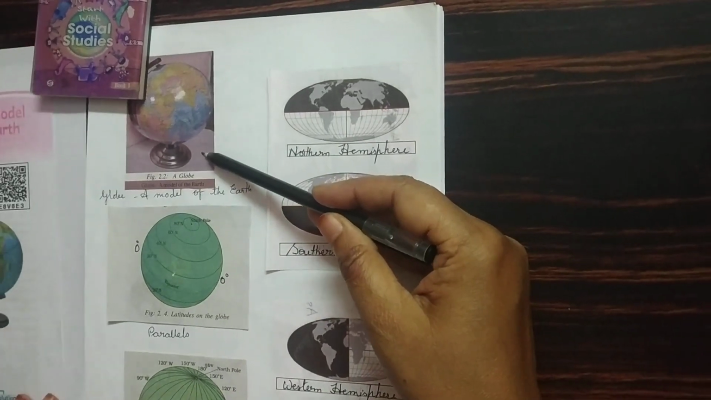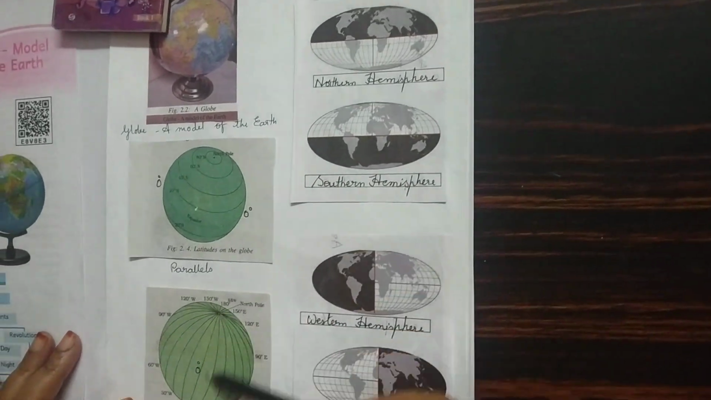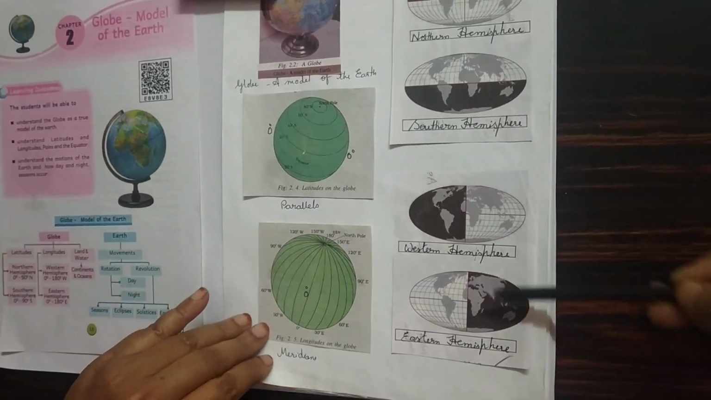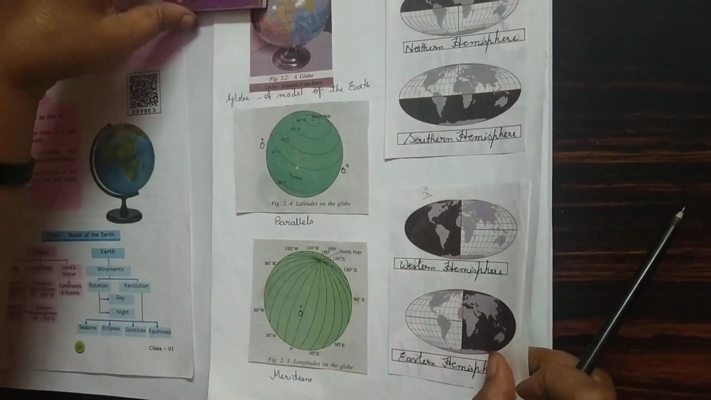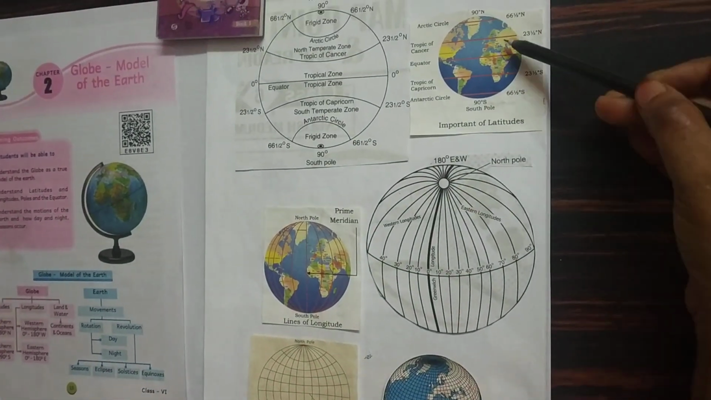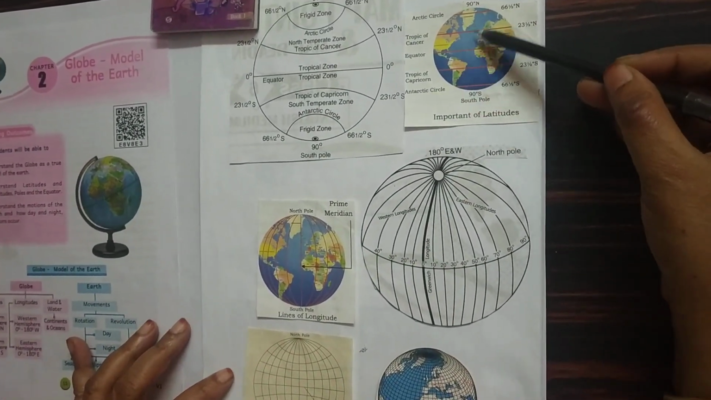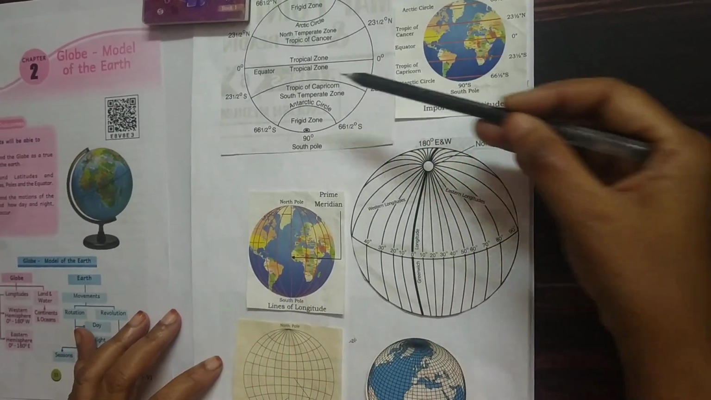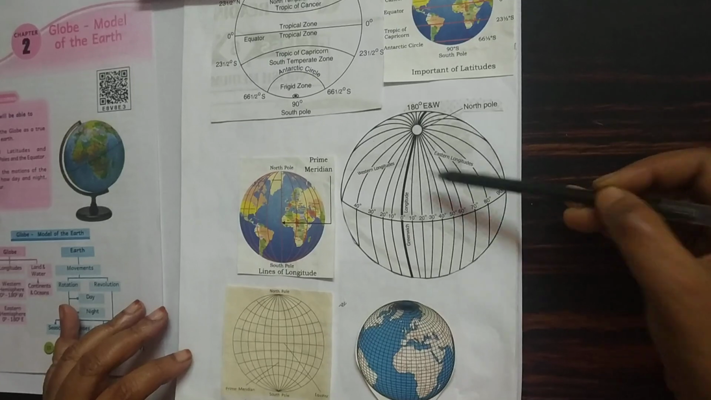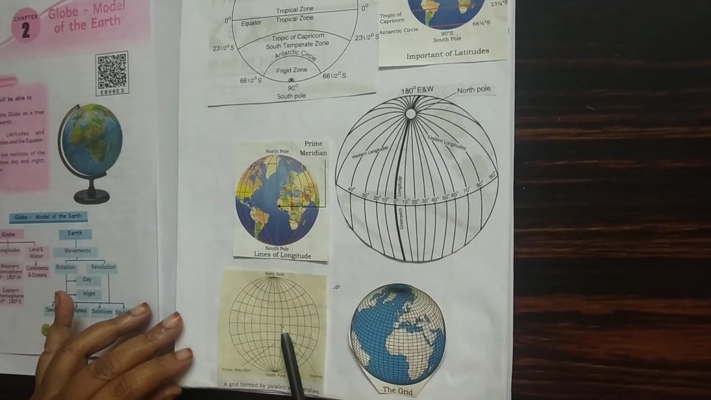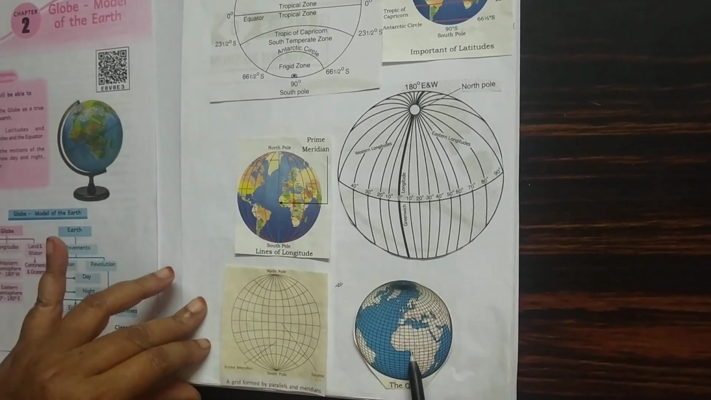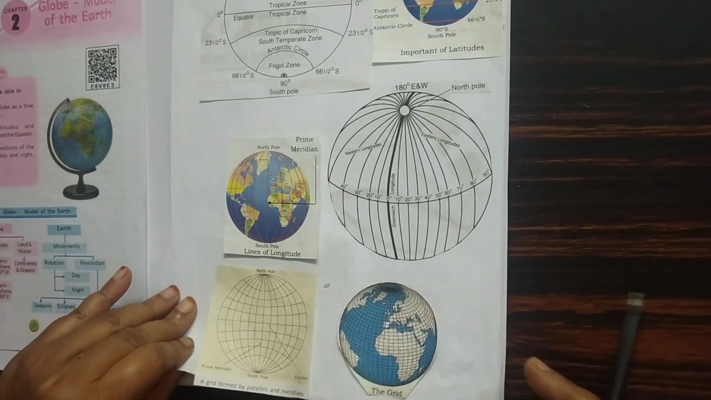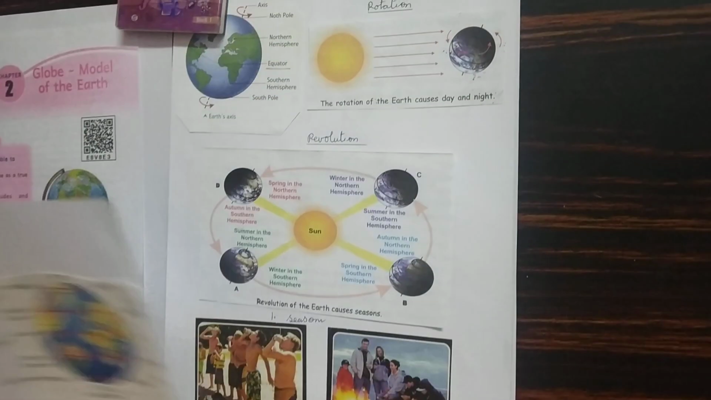Like the globe, which is the model of the earth, you will learn about the latitudes, longitudes, northern hemisphere, southern hemisphere, western hemisphere, eastern hemisphere. You will learn about the continents and oceans, children. And here parallels you can see, meridians you can see. Parallels and meridians form a grid. Here you can see grid is a network of parallels and meridians. Grid helps us to locate the places.